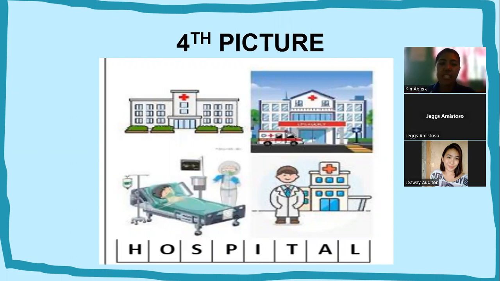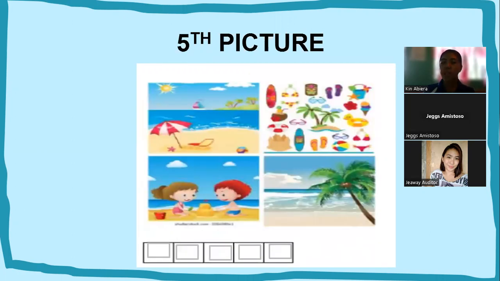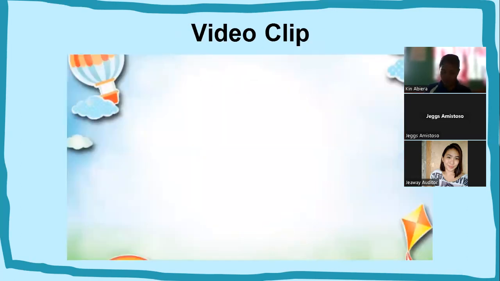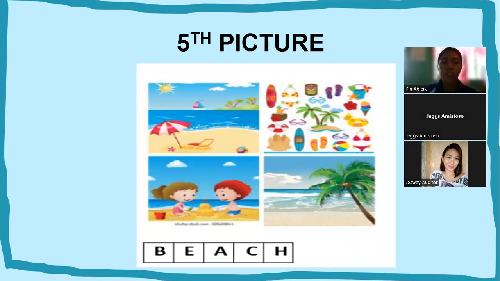Great job. Very nice. I am very pleased you were able to finish the task given. Oh, there's another big picture. How about that one, Kyle? The fifth picture, teacher, is a beach. Okay, you are correct, Kyle. The answer in the fifth picture is beach. All of you got the correct answer, so each group will have 10 points.